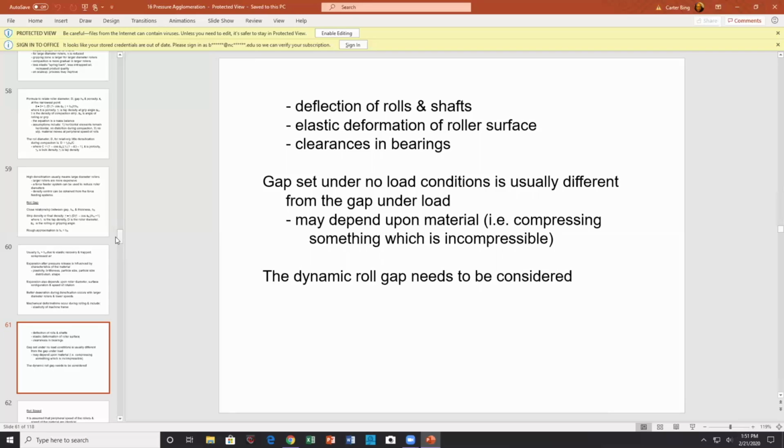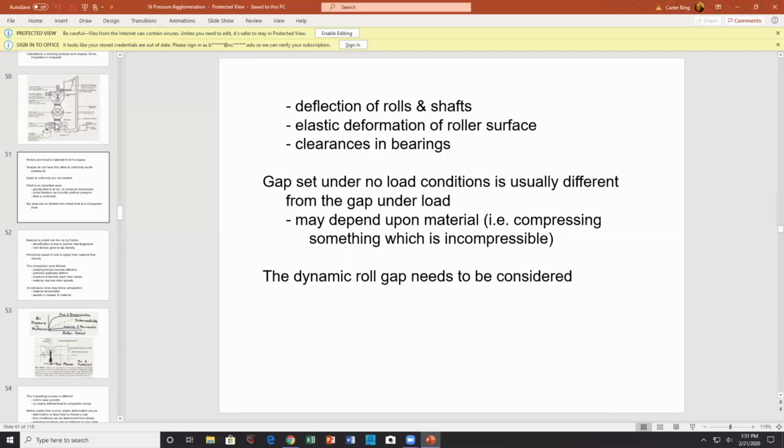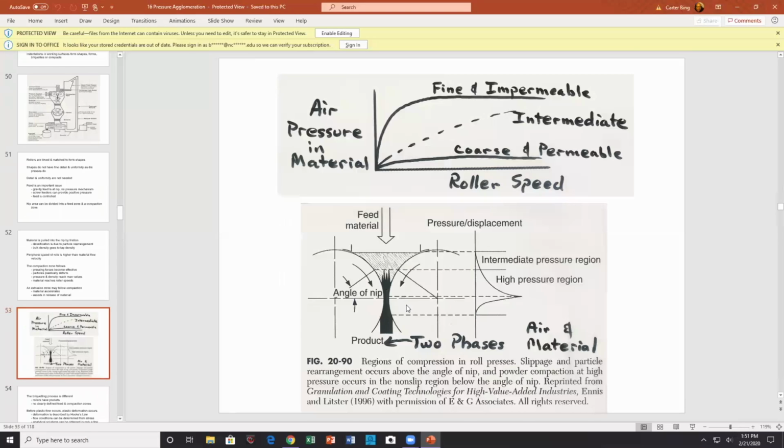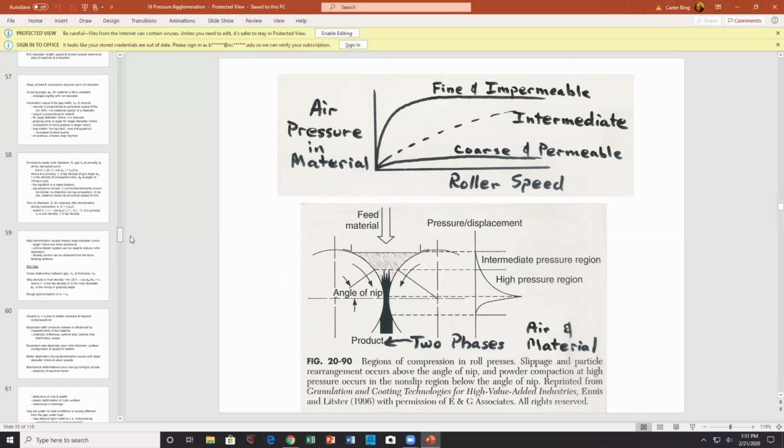What they're talking about is the fact that if you're not rolling, you're here. You have one gap, and when you're rolling, you have another gap. This distance is dependent upon whether you're working or not working. It can be quite different. That's interesting.